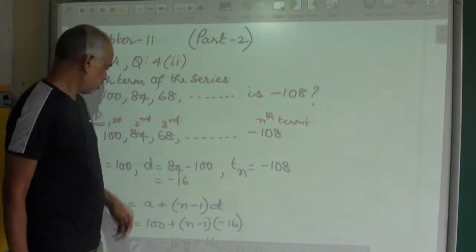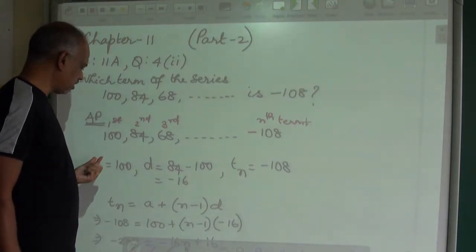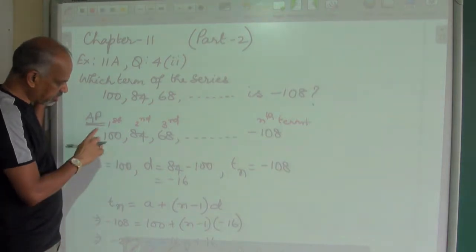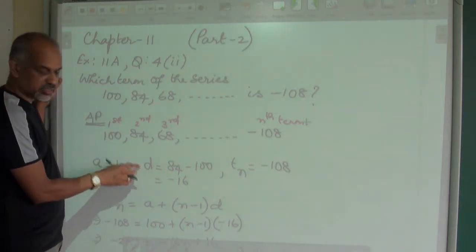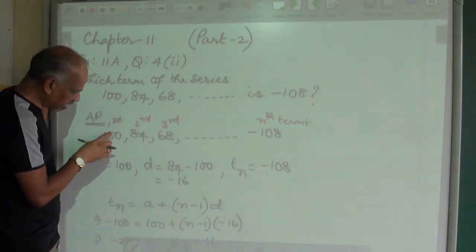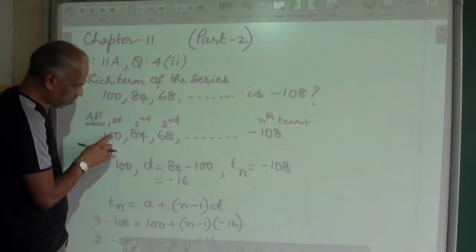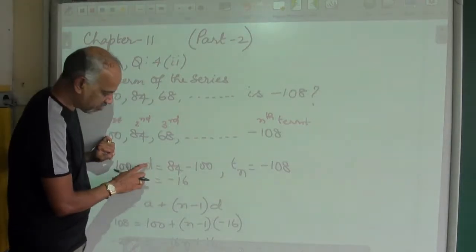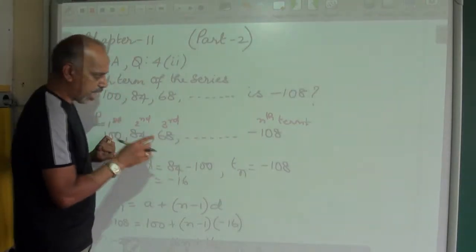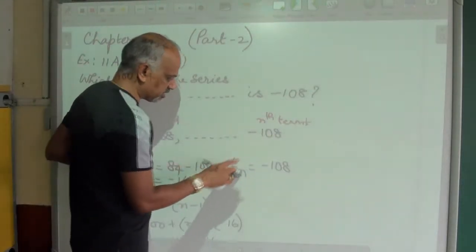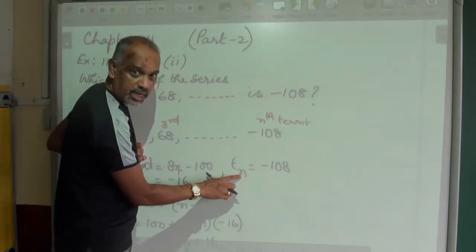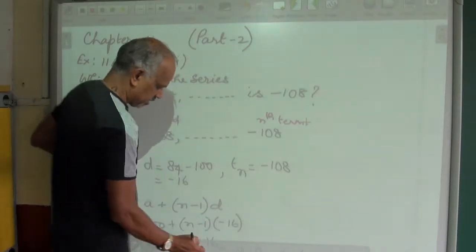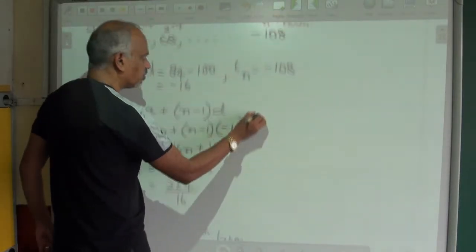So, first term is represented as A is 100. Now let's see the common difference. D is the common difference, which is second term minus first term. Second term is 84, minus first term is 100. 84 minus 100 is minus 16 is the value of D. And you know the nth term, which means term n, Tn is minus 108. So these are the things that you know.